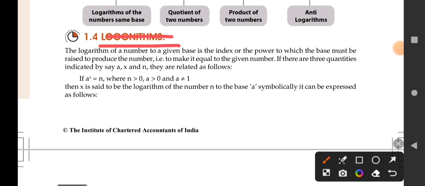Logarithms, your spelling mistake is there. Logarithms.